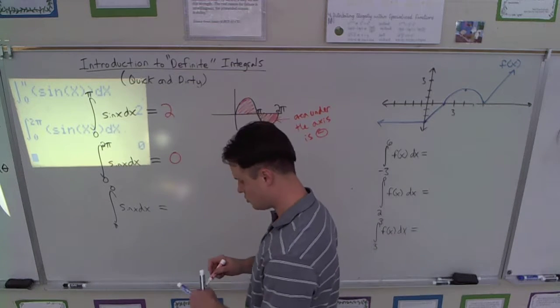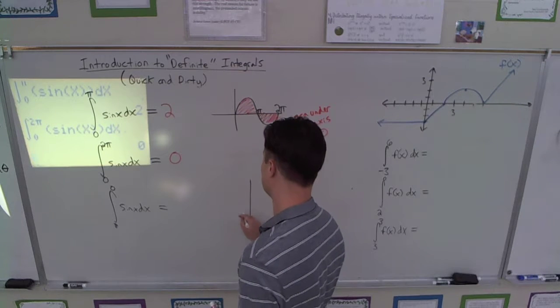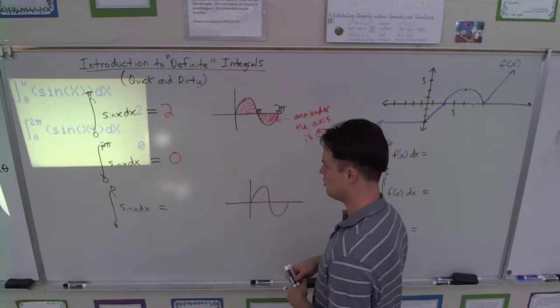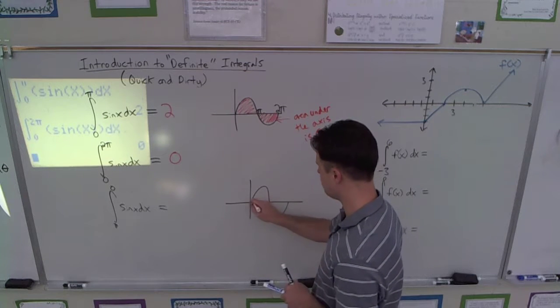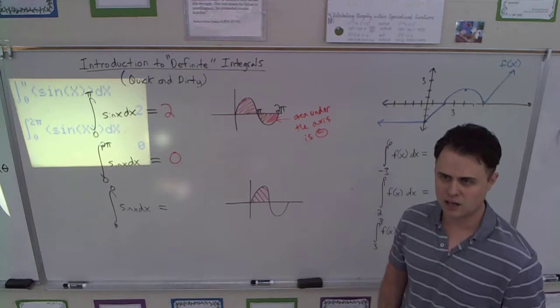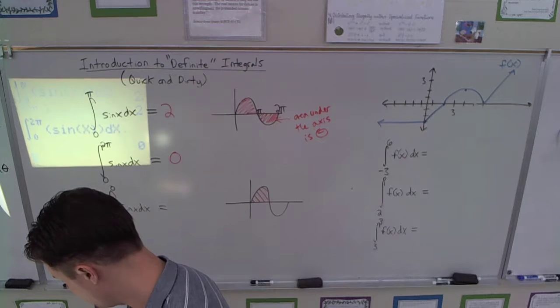So then let's think about this one. What's different about this last problem that I've written down? I guess I could draw it again. Here's the sine. This time I said our limits of integration are still 0 and still pi, but what's different? They're flipped in order, right?